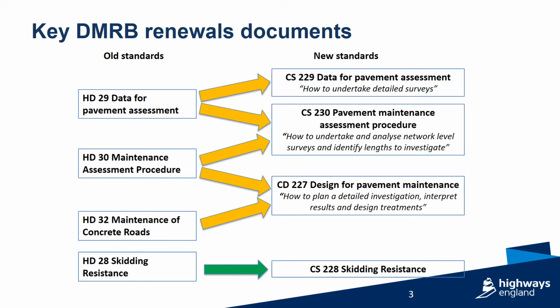The design manual for roads and bridges has been refreshed and new standards have been created to support asset management lifecycle stages. The old HD30 has been split into the Maintenance Assessment Procedure in CS230 and the Design for Pavement Maintenance in CD227. The new CS230 Pavement Maintenance Assessment defines how to undertake and analyse network level surveys and identify lengths to investigate. CD227, Design for Pavement Maintenance, draws the investigation process together by introducing the requirement for an investigation plan.